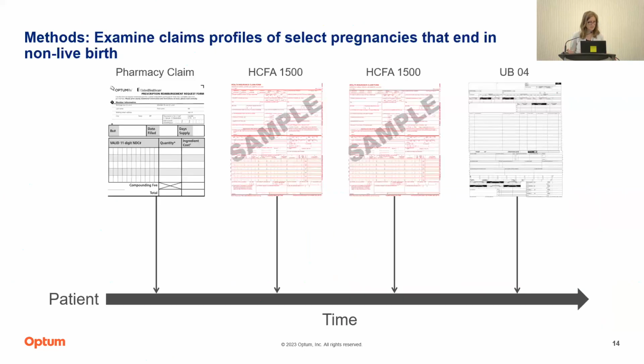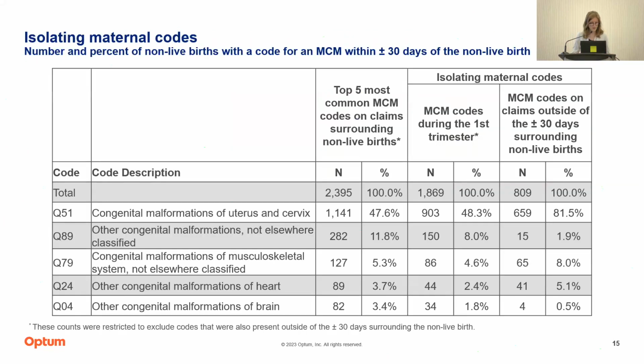And we examined claims profiles of select pregnancies that end in non-live birth. So if you picture somebody receives a pharmacy claim for a filled prescription, and then perhaps a couple clinic visits and a claim for a hospitalization, when you put that all together into a claims profile, you can get a sense of a patient's care over time.